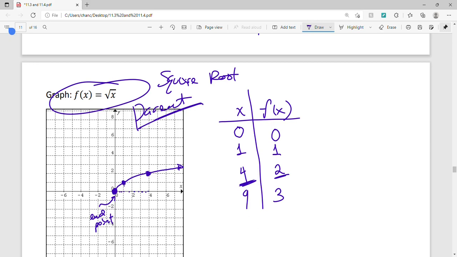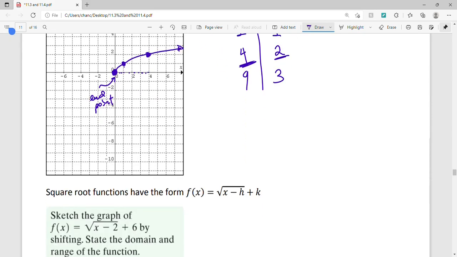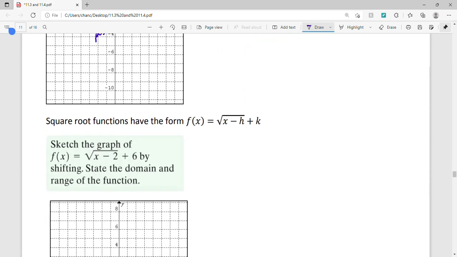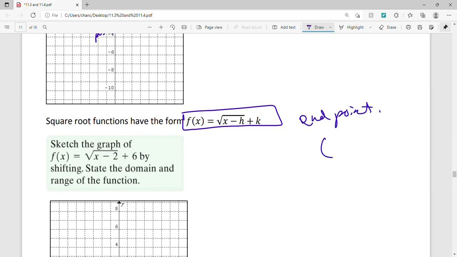So it does look like a parabola turned sideways, but it's missing half of its side. So this is just half a parabola turned sideways. The square root function still has this nice form. The x minus h is inside the square root plus k, where the endpoint is located h comma k again. Just like our vertex, the endpoint is hk.